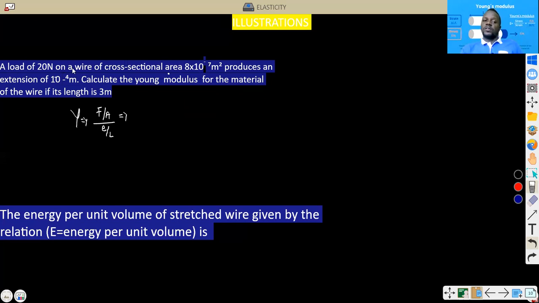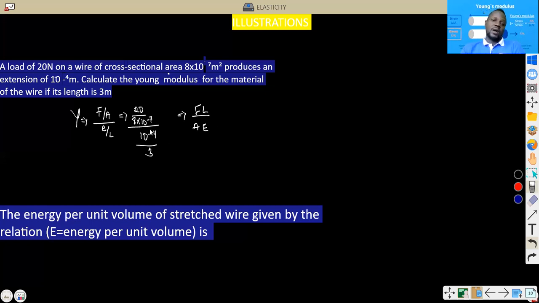What we need to do is just to distribute the values. And we are so lucky in this question that the SI units are in meter. Let's put the values. The first is what? 20. We are dividing by the area. Where's the area? In meter square. You can see 8 times 10 raised to the power negative 7. The extension produced is 10 raised to the power negative 4. We are dividing it by the actual length. The actual length of the wire is 3 meters. So the calculator can finish up, but we have to reduce on our own. From what I said, I think FL over AE directly. If I'm the one, I will just say FL over AE, which is the same thing as what we have discussed.